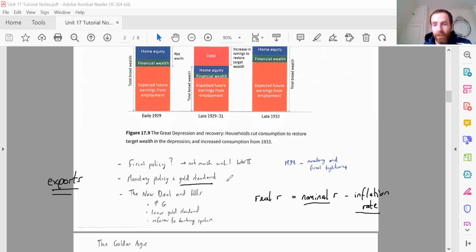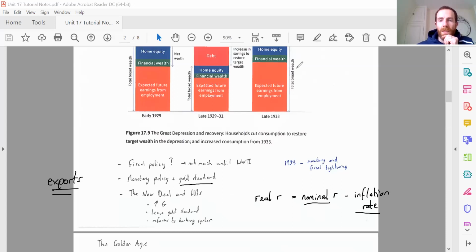But obviously, that was problematic, right? Because then that prevented the US from cutting the nominal interest rate as low as they wanted to, because they didn't want to run down their gold reserves. And so the gold standard was really causing a problem. So the combination of gold standard and deflation prevented the nominal interest rate from being cut as much as it needed to.